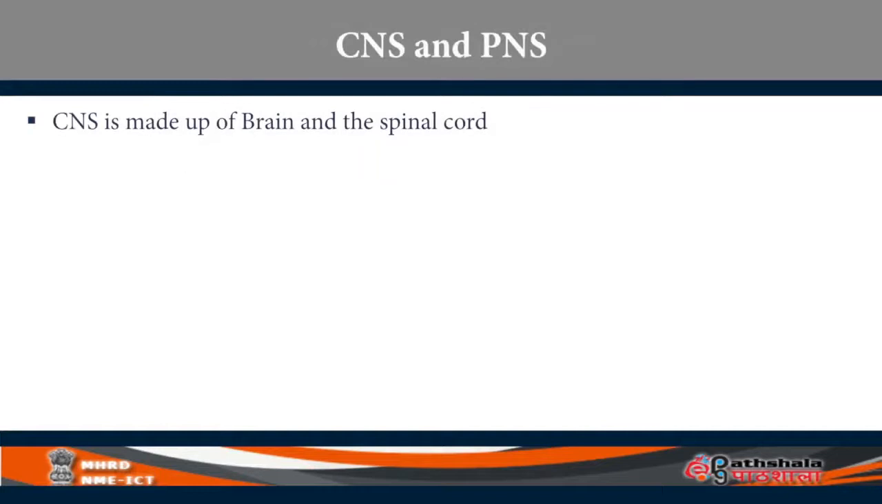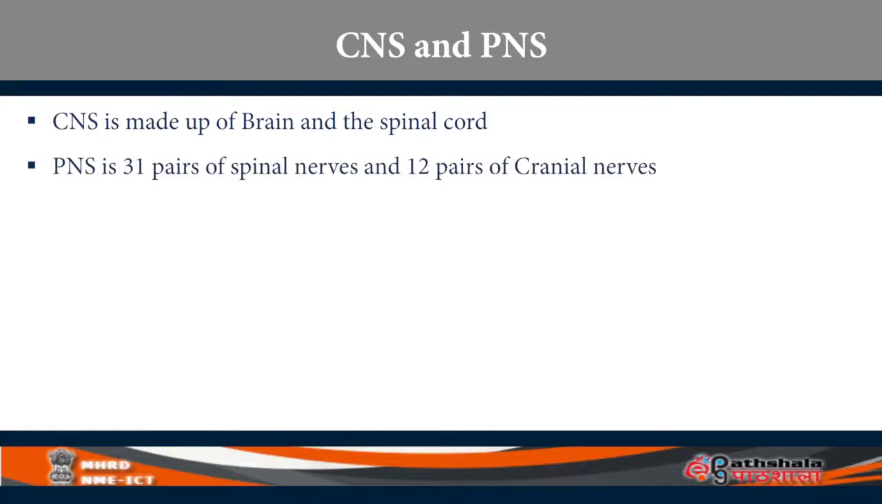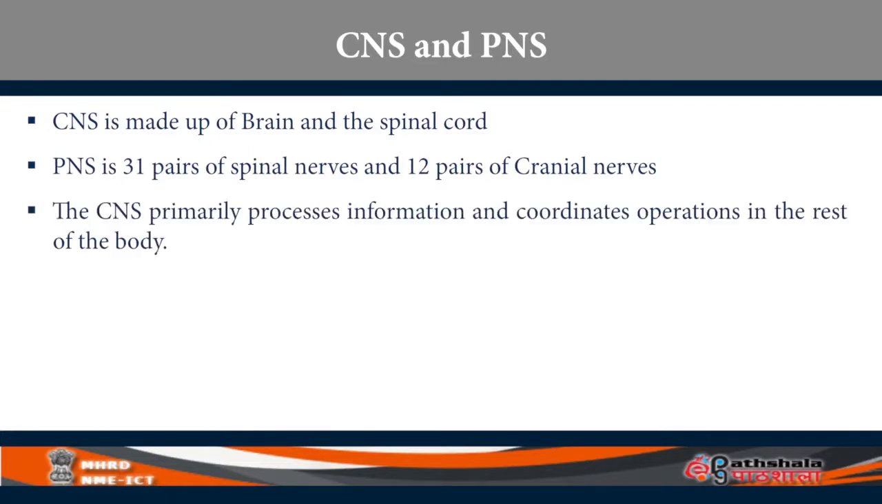Central nervous system and peripheral nervous system. Central nervous system is made up of brain and spinal cord. Peripheral nervous system is made up of 31 pairs of spinal nerves and 12 pairs of cranial nerves. Central nervous system primarily processes information and coordinates operations in the rest of the body.